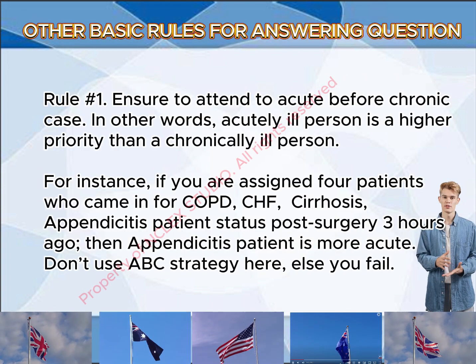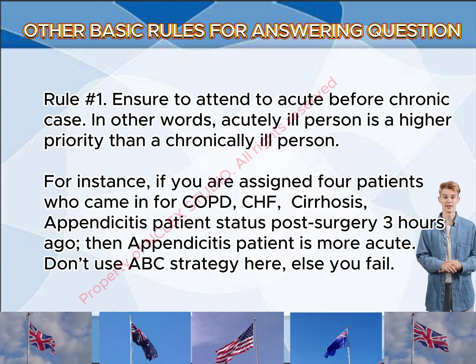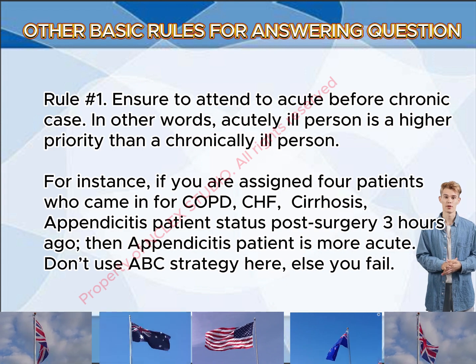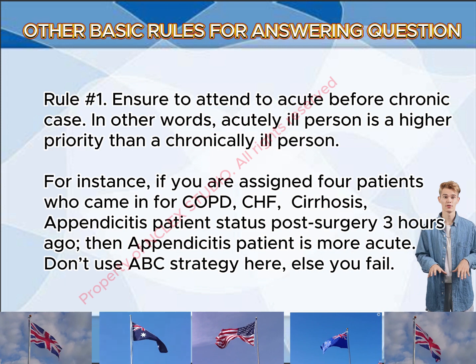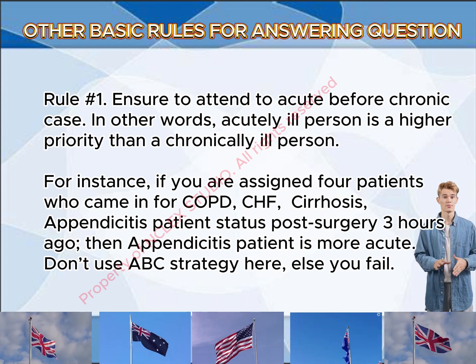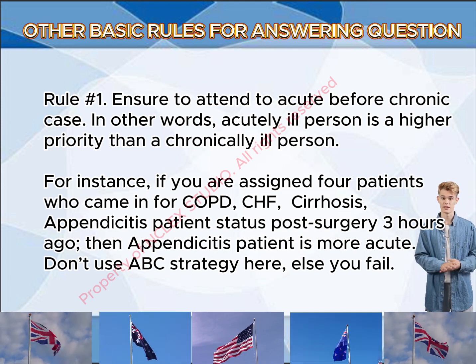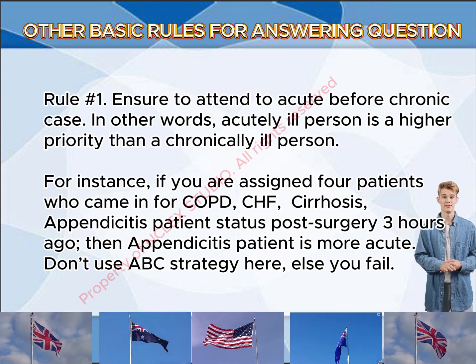Here are other rules. Rule number 1, ensure to attend to acute before chronic cases. In other words, an acutely ill person is a higher priority than a chronically ill person. For instance, if you are assigned 4 patients who came in for chronic obstructive pulmonary disease, congestive heart failure, cirrhosis, and an appendicitis patient status post-surgery 3 hours ago, then the appendicitis patient is more acute. Don't use the ABC strategy here, else you fail.